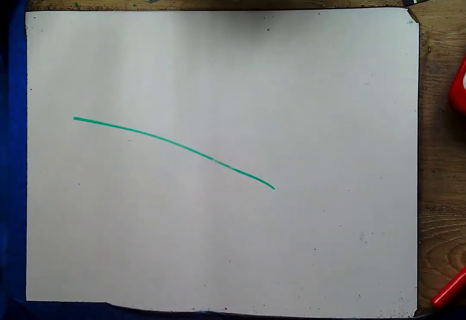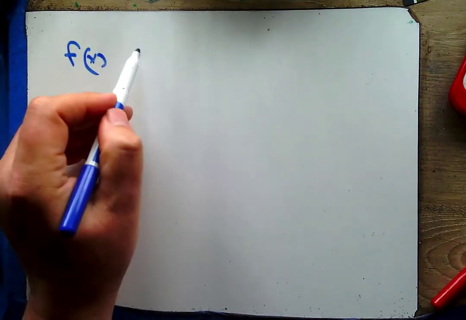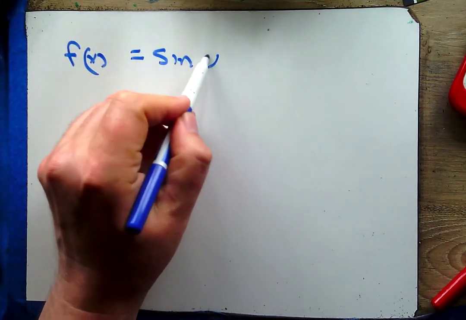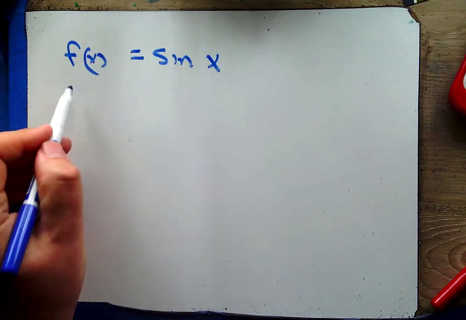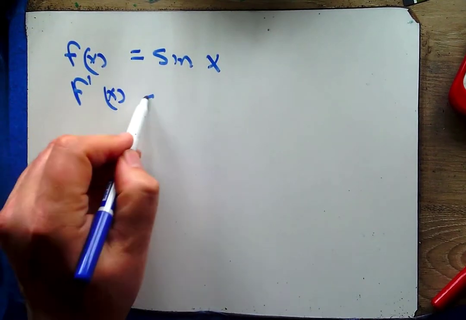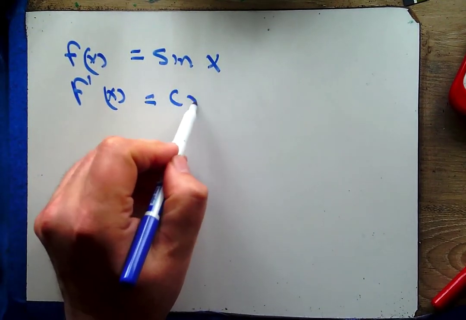Hello, fabulous students. Today I want to talk about the derivatives of trigonometric functions. And we already know if f of x equals sine x, then f prime of x equals cosine x.